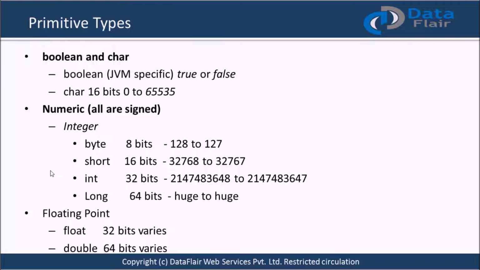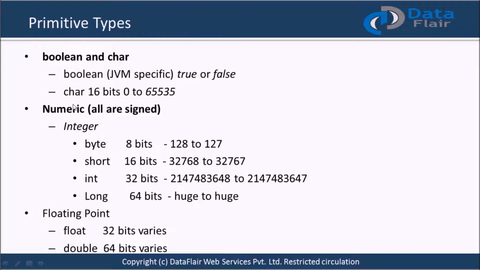Then we have char. Char takes 2 bytes and can hold only one letter. When you say 2 bytes, it becomes 16 bits. So 16 bits means 2 raised to 16, which comes out to be 65536. Since we start with 0, we end at 65535.